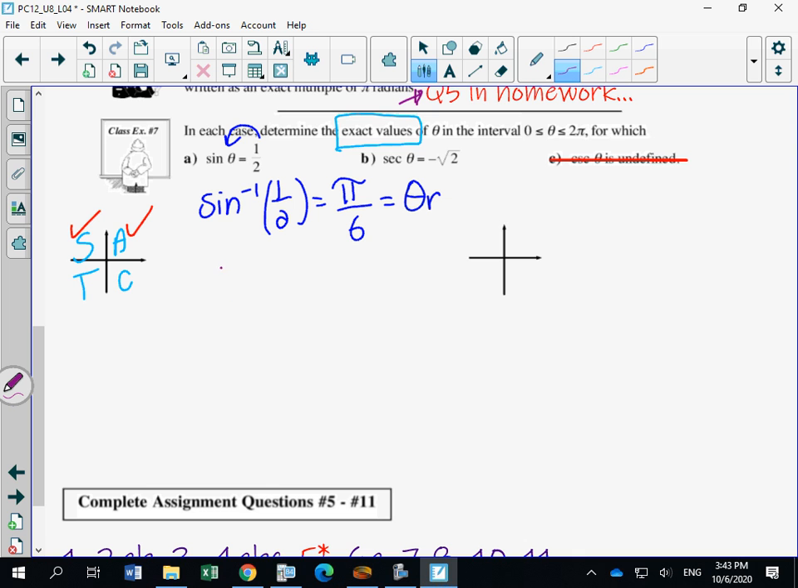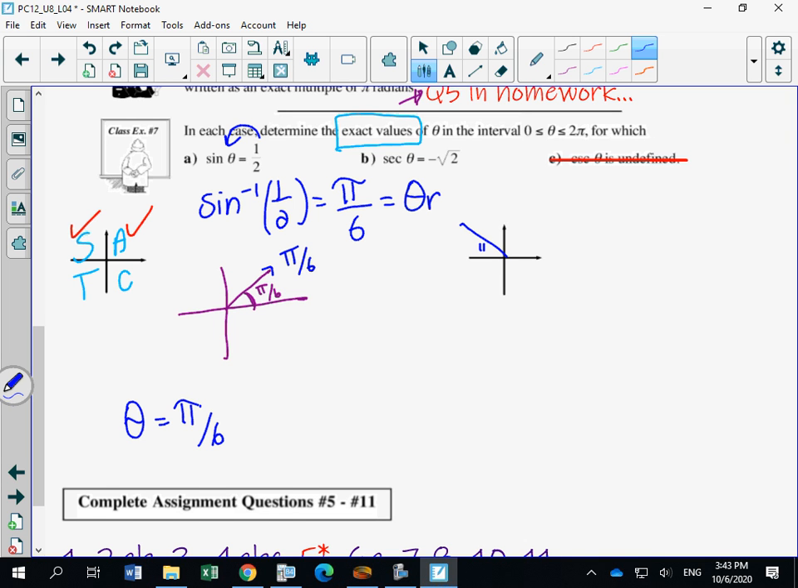Okay, we need to find the rotational angle. So in quadrant 1, if this angle here is pi over 6, what's the rotational angle? And remember, in quadrant 1, the rotational angle is the same as the reference angle. So my first answer would be theta is equal to pi over 6. Then what I need to do is draw a reference angle of pi over 6 in the second quadrant. So I'll do that over here.